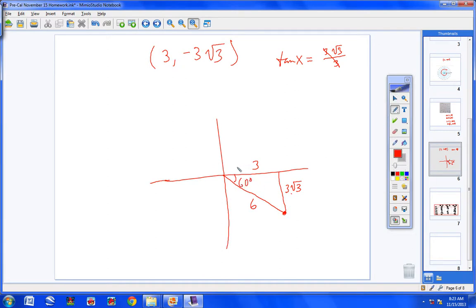And now they want the smallest positive angle. Smallest positive angle. Well, I can't go this way. That's negative 60. So I'm going to go this way. That's 300 degrees. So I know I've got 300 degrees. Okay? And then I know my length out here is 6. That's going to be a positive 6 because if I rotate 300 degrees, this is the positive part of my ray. This is the negative part of my ray. So it's a positive 6. So there we go. 6 comma 300.